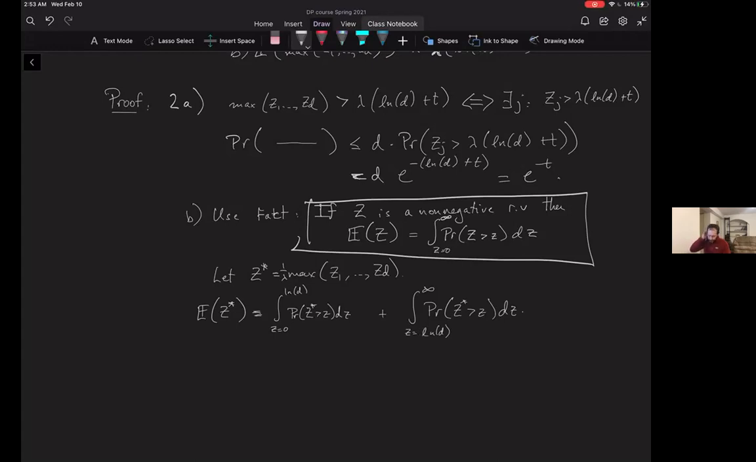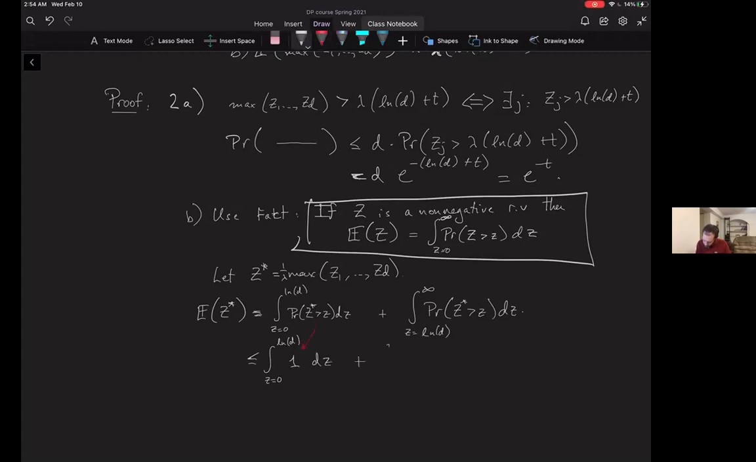Okay. So we want to show that the expectation of z star is at most log d plus 1. This first term, the probability is always at most 1. So this is at most the integral from z equals 0 to log d of 1 dz, because the probability is at most 1.